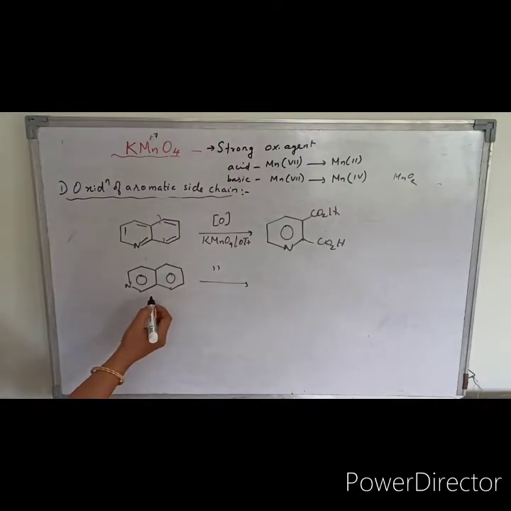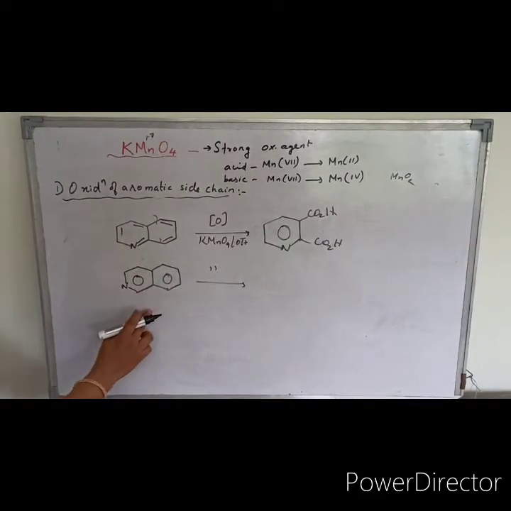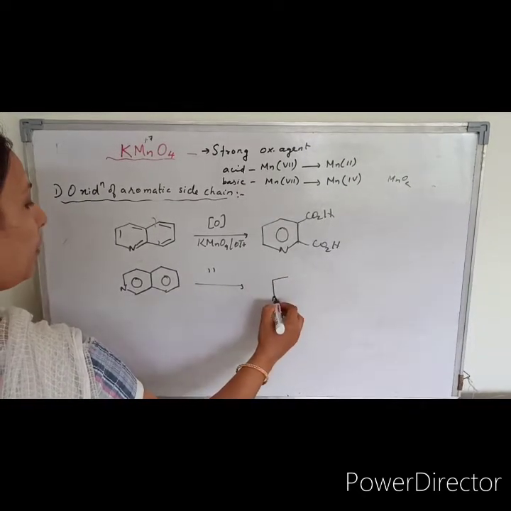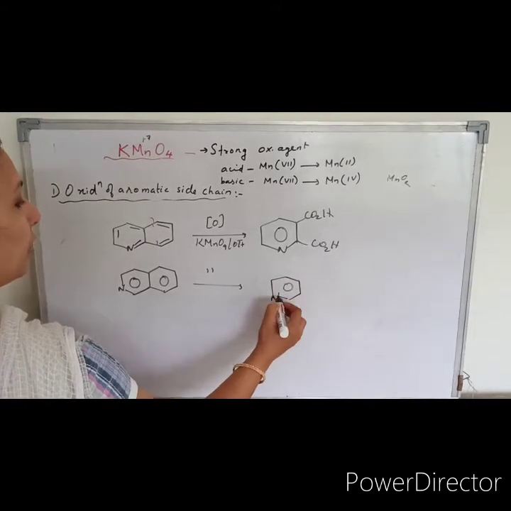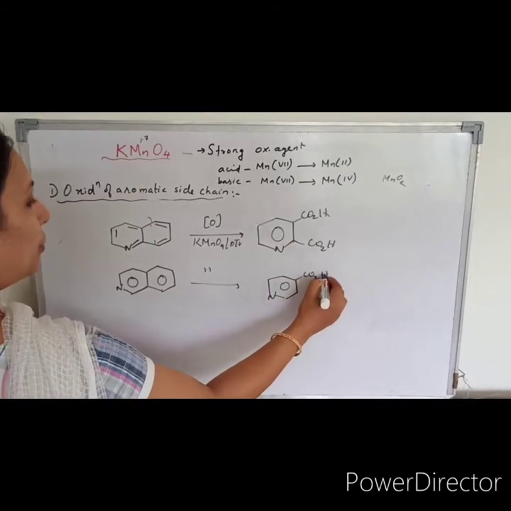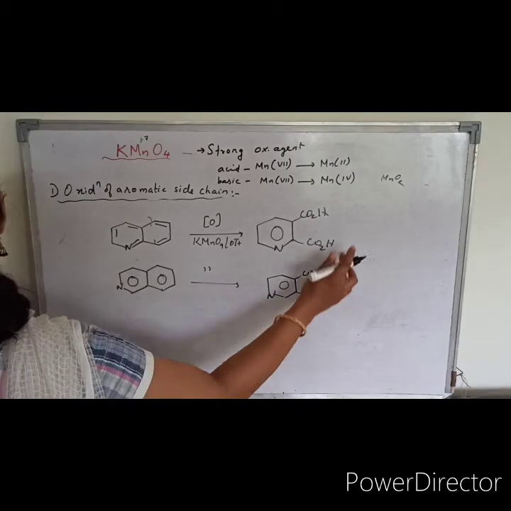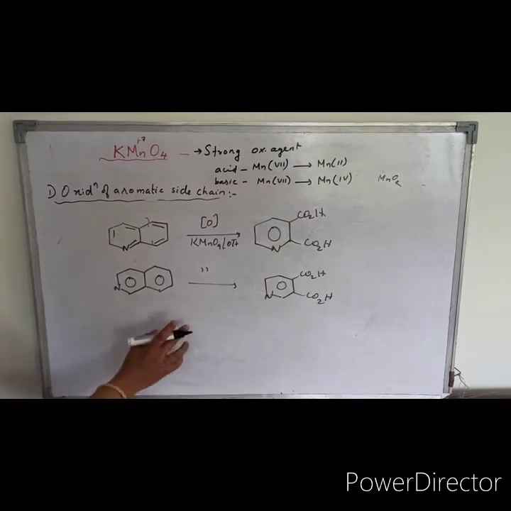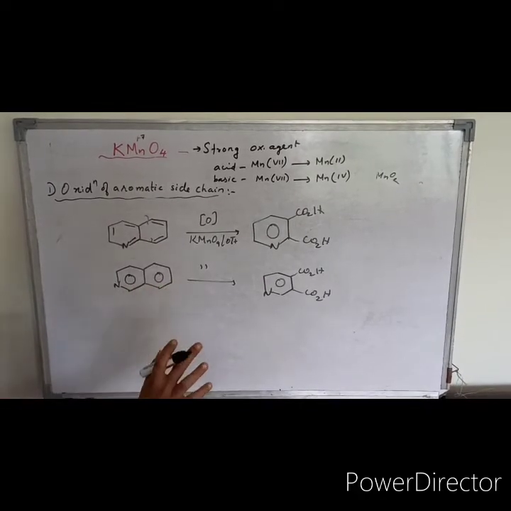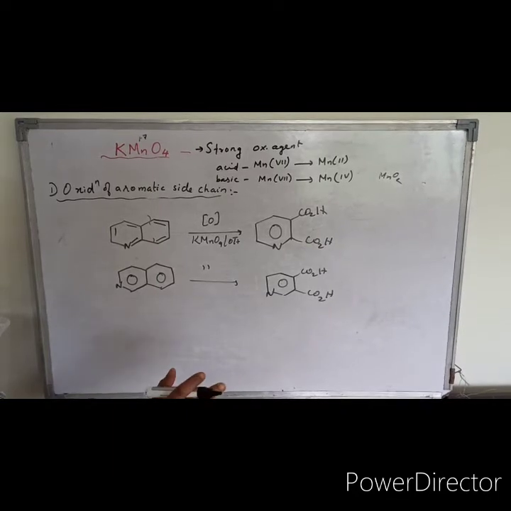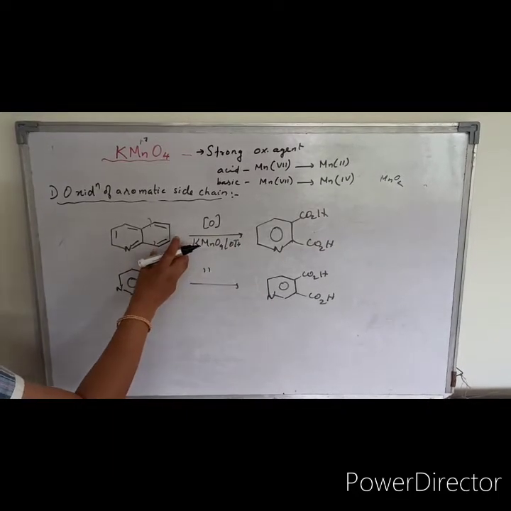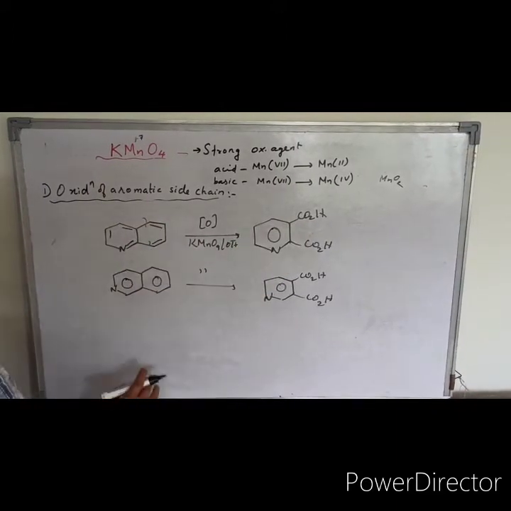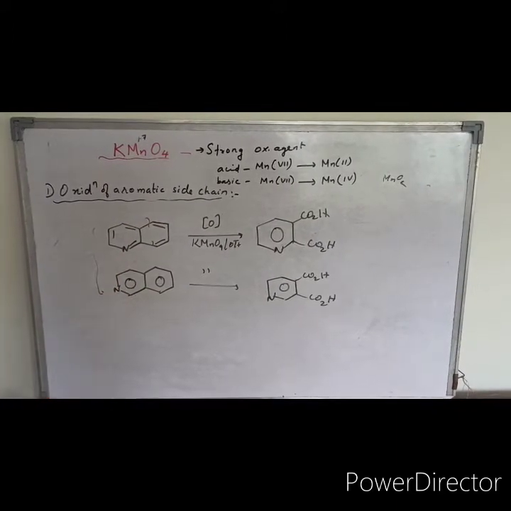Similarly here also, this is quinoline, this is isoquinoline. Under the same conditions you will get here, with nitrogen over here, CO2H, CO2H. This acid is known as quinolinic acid, and this is called cinchomeronic acid. So you have to remember that a benzene ring alone will not undergo oxidation under these conditions, but if it is fused to a heterocyclic ring system, that benzene ring will be oxidized to the corresponding carboxylic acid. Two such examples are written over here.